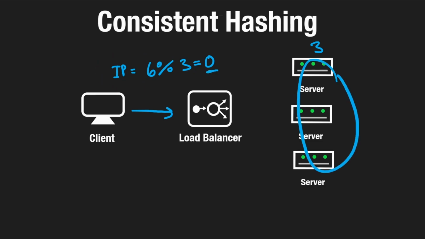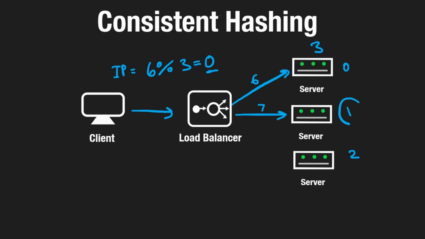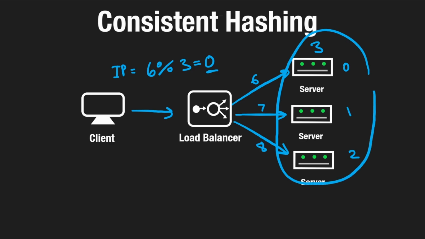Well, which one of these is server 0? Let's just label them like this: 0, 1, 2. So an IP address of 6 is always going to be routed to this server. And if we took an IP address of 7, we would get a remainder of 1. So it'd be routed to this server. If we took an IP address of 8, it would be routed to this server. And assuming that the IP addresses are roughly uniform, which they probably will be, we can assume that this is a pretty basic way of balancing the load between the servers.